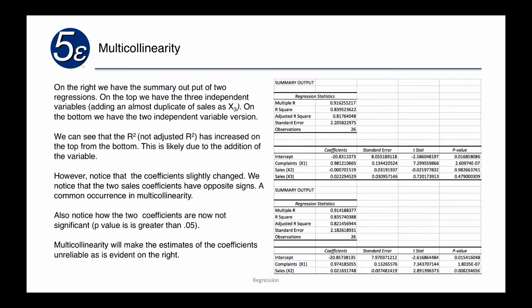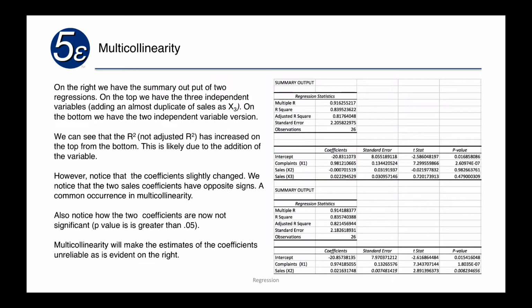This is likely due to the addition of the variable. As we had said in a previous module, every time you add another variable, you will always increase your r squared and your multiple r. But notice that the coefficients have changed. We notice that the two sales coefficients have opposite signs, a common occurrence in multicollinearity. Also notice how the two coefficients are now not significant. The p-value is greater than 0.05. So multicollinearity will make the estimates of the coefficients unreliable, as evidenced on the right.